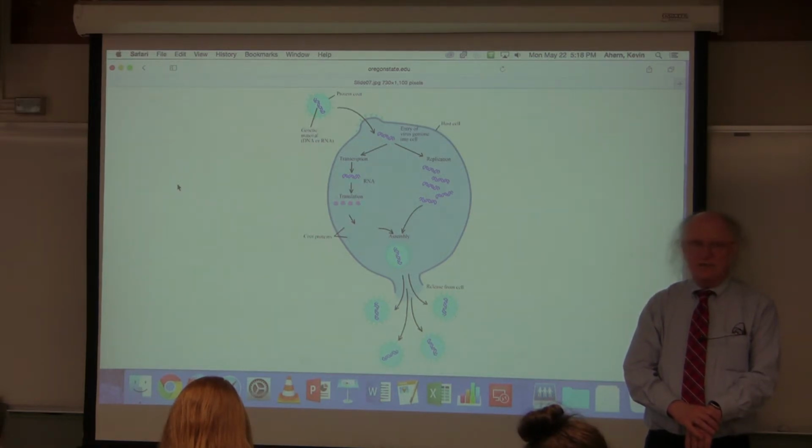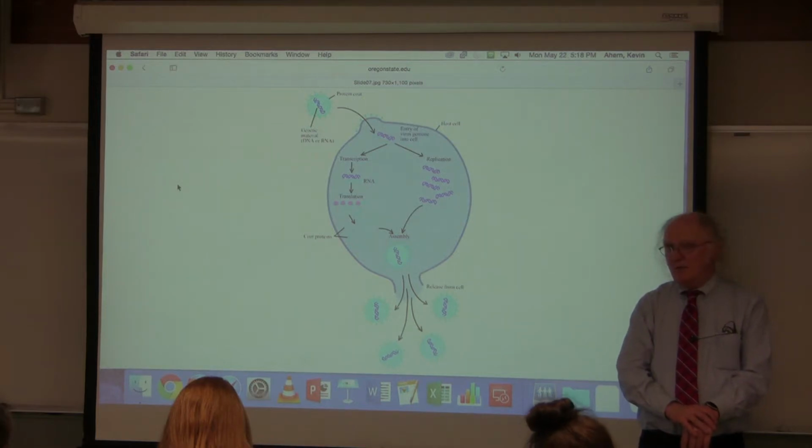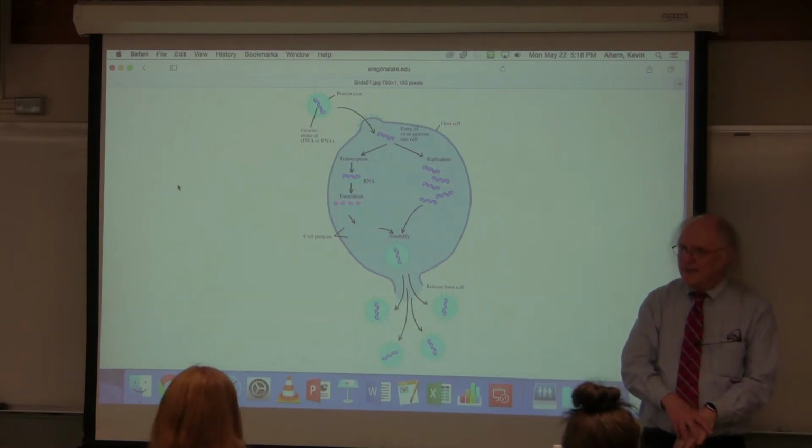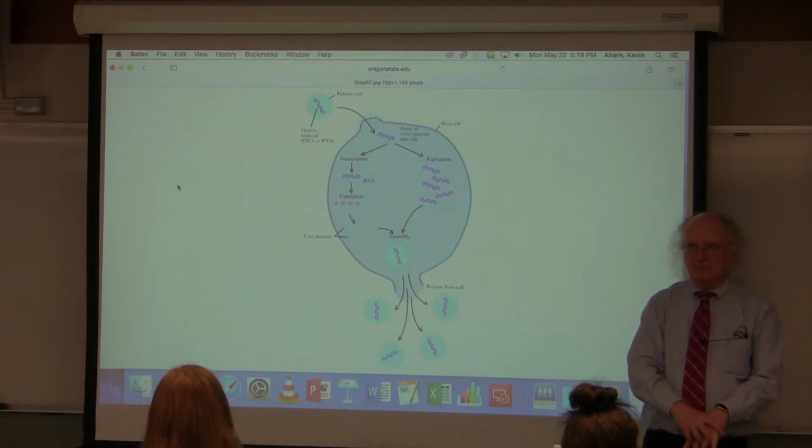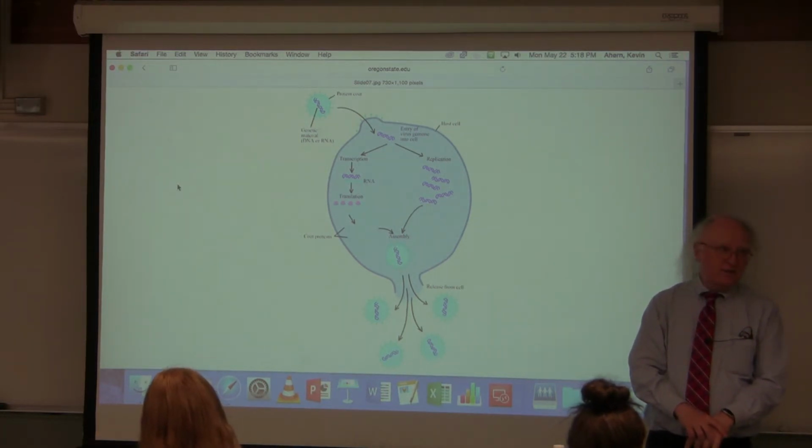It does vary across viruses. Some viruses will start replicating before they do anything. Some will start translating before they do anything. So there's not a set order to all these things. Okay? But in the case of HIV, that's what's happening.